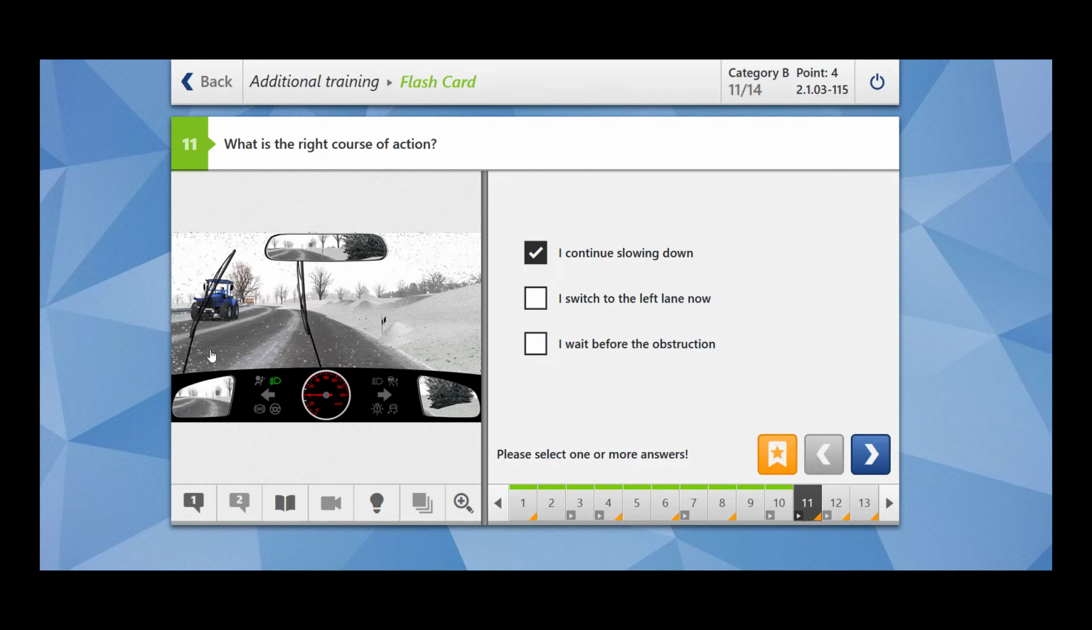So the green vehicle will come to your side. I switch to the left lane now? No, because there is a green vehicle. And moreover, this lane is about to end. I wait before the obstruction. This is the correct thing. So you have to wait before the obstruction.